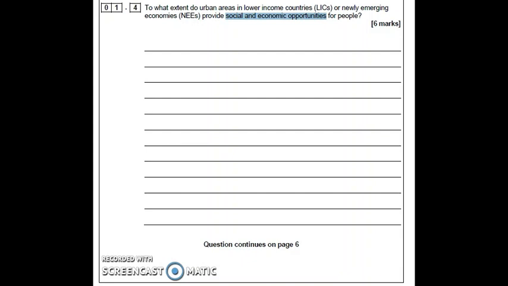However, there is a phrase that the exam board use quite a lot, and it's the first 3 words: to what extent? Now, to get 5 or 6 out of 6 for this question, we need to balance our answer. So yes, there are good things, but can you think of any negatives for the lives of people in places like Mumbai? And the answer is yes.